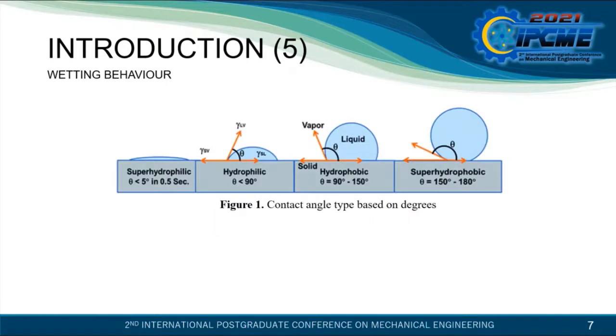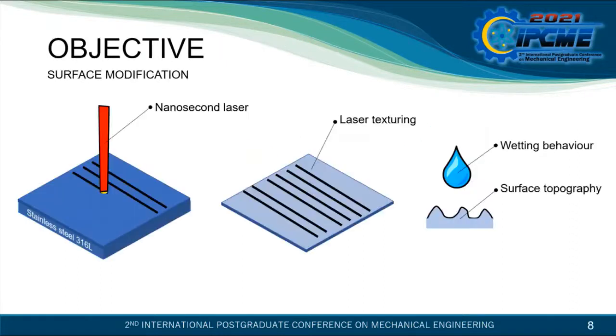An apparent contact angle above 90 degrees defines a hydrophobic surface. In contrast, superhydrophobic surfaces have a water contact angle higher than 150 degrees, and a contact angle less than 90 degrees is known as a hydrophilic surface.